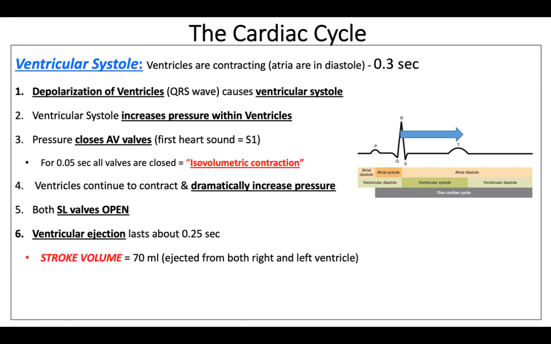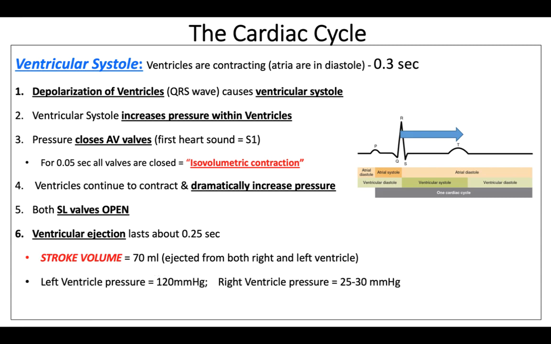That volume that's ejected, now remember, how much was there? We had 130. We had that end diastolic volume, that 130 milliliters. We're going to eject a portion of that. We're not going to eject the entire volume. So normally you're going to get just over 50%. That volume that is ejected from each ventricle, the right is going to eject the same volume as the left, is called stroke volume. And in our case, that's the 70 milliliters.